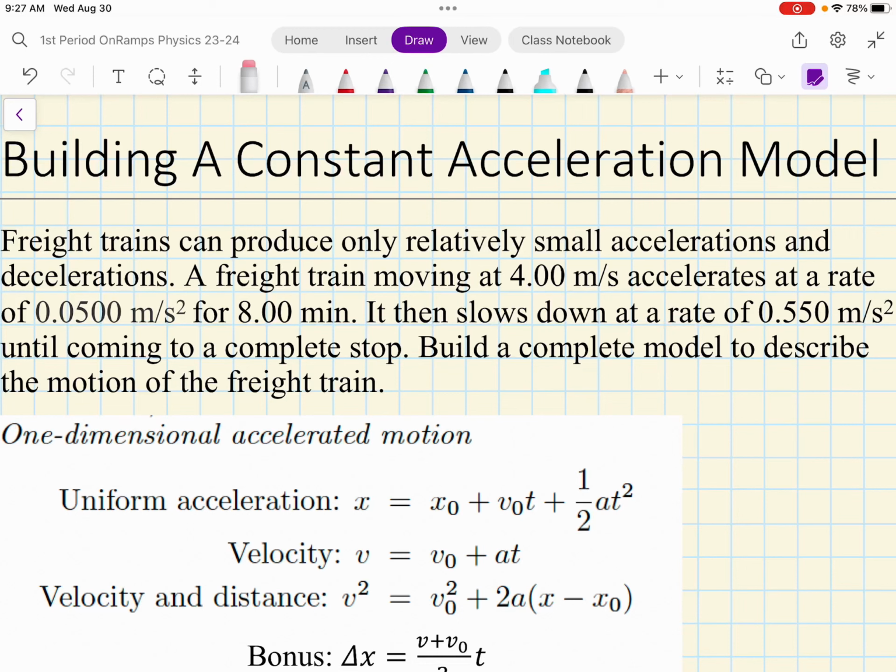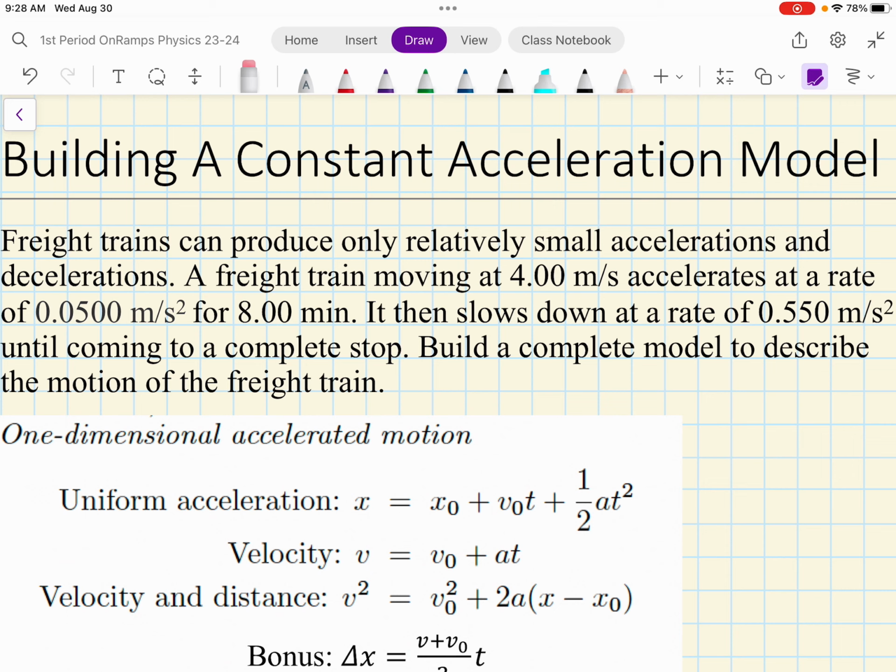Hello everyone, today we'll practice how to build a constant acceleration model. This problem says, freight trains can produce only relatively small accelerations and decelerations. A freight train moving at 4 meters per second accelerates at a rate of 0.05 meters per second squared for 8 minutes. It then slows down at a rate of 0.55 meters per second squared until coming to a complete stop. Build a complete model to describe the motion of the freight train.